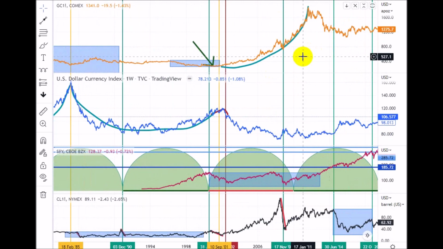But the predator U.S. dollar is coming, and it's going to destroy many, many opportunities for those who are not prepared.